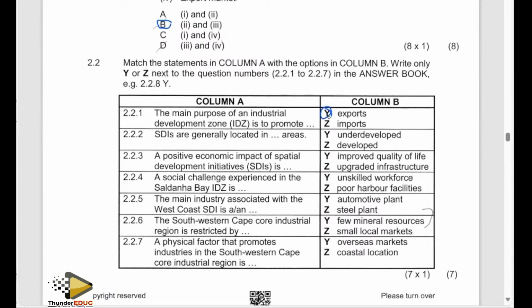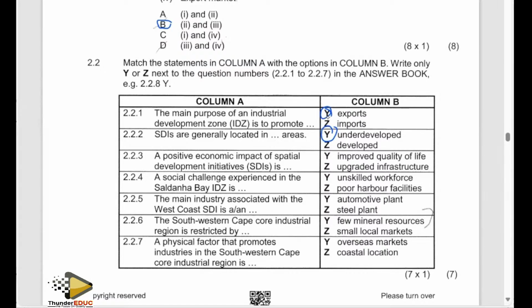SDIs are generally located in the dash areas. Spatial development initiatives, they are initiatives by the government to develop areas which have got potential for development, but which are underdeveloped, which are typically featured with high unemployment and high levels of poverty. But those areas have got potential for development. Either they have got resources which can sustain development in those areas. So the government targets to develop infrastructure and to do initiatives in those areas so that the areas will develop gradually and move away from high levels of poverty. So the correct response there is underdeveloped.